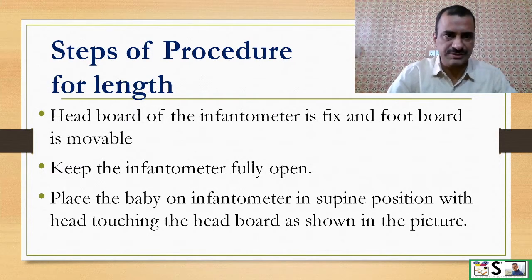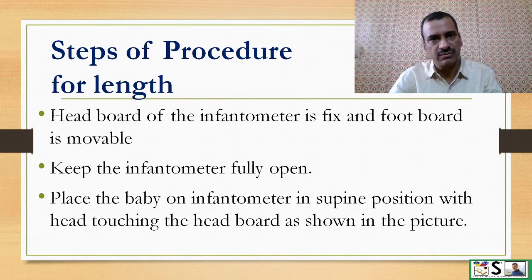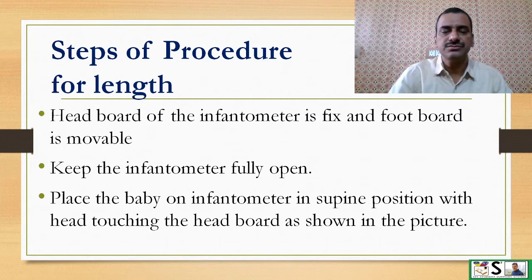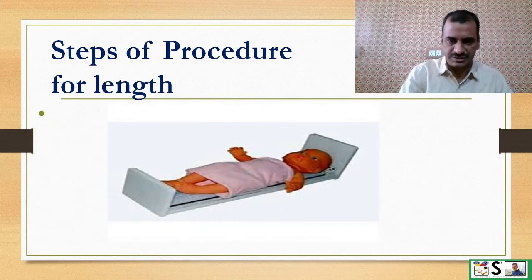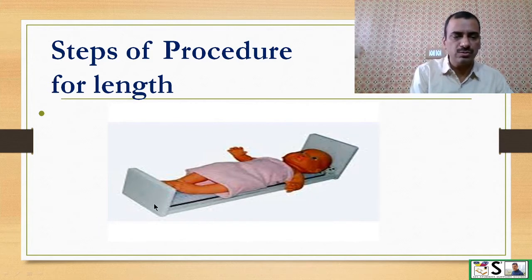Now, steps of procedure for length. The headboard of the infantometer is fixed and the footboard is movable. So we move the footboard and keep the infantometer fully open. Now place the baby on the infantometer in supine position with the head touching the headboard, as shown in this picture. So this is the headboard. The head of the baby should touch the headboard and this footboard should be away.